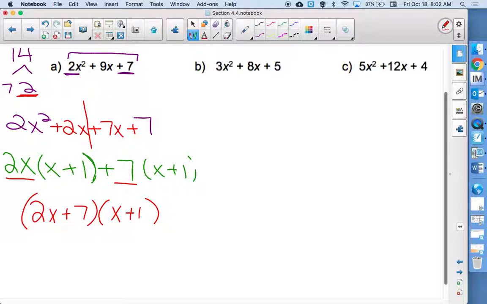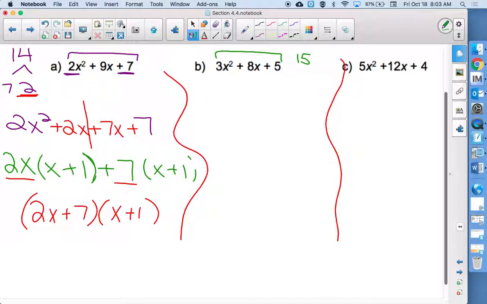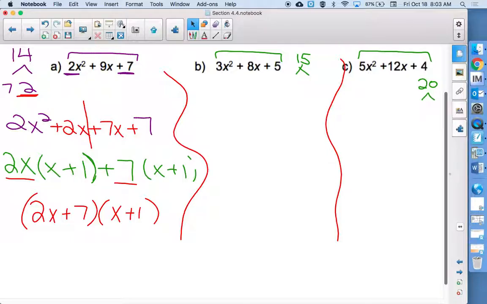So see if you can work through B and C. You can always FOIL to check your work. Just a little mental foiling to make sure that it goes back to the original problem.